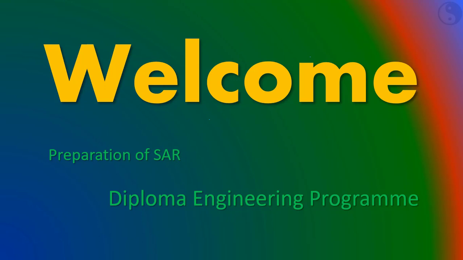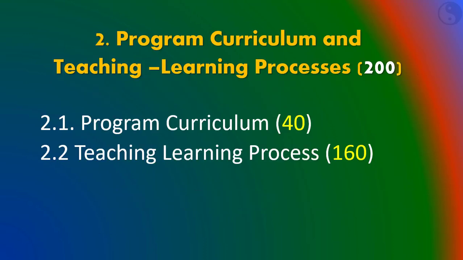Welcome to yet another discussion, and today our topic is Criterion 2 of SAR guidelines by NBA. Probably this criterion is one of the most important because NBA expects a lot of information and evidence in support of all the information under this criterion. And the criterion is Criterion 2 about program curriculum and teaching learning processes.